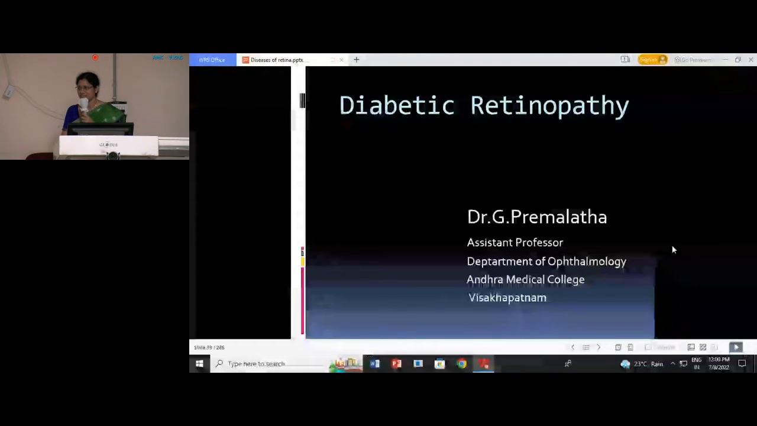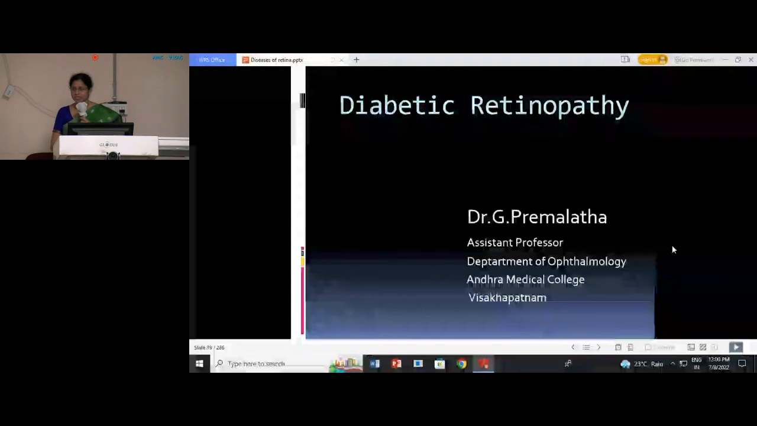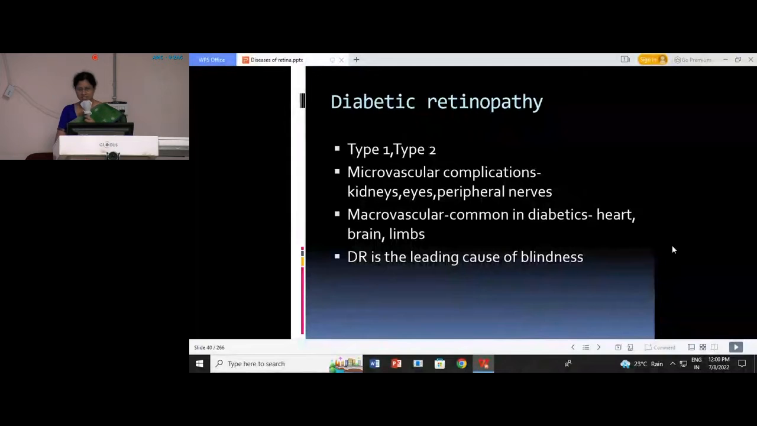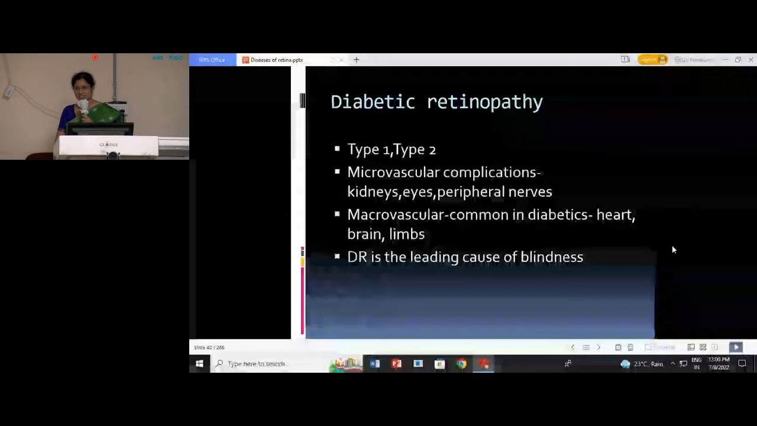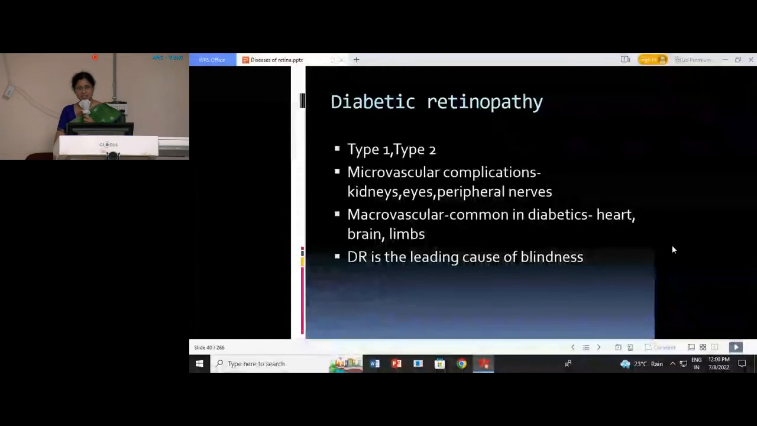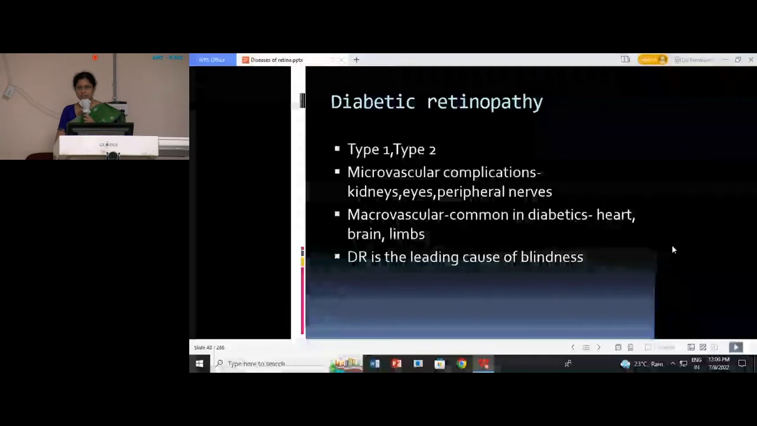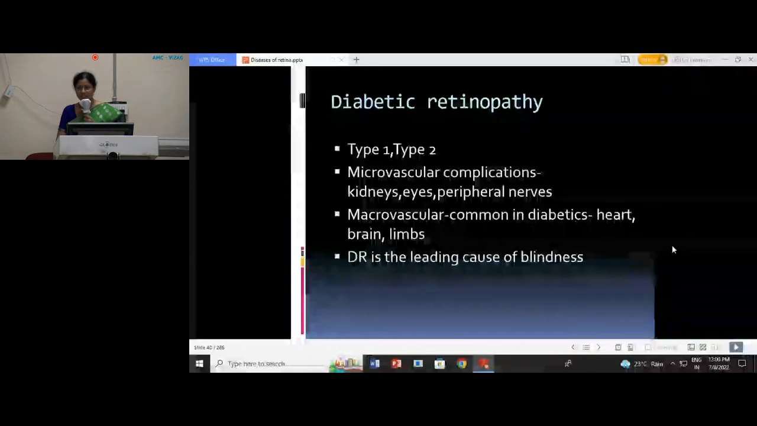I will be telling you about diabetic retinopathy. Diabetic retinopathy is the changes that occur in the retina in diabetics. As we all know, the incidence of diabetes is increasing, so the incidence of diabetic retinopathy has also been increasing. Diabetic retinopathy is one of the leading causes of preventable blindness.